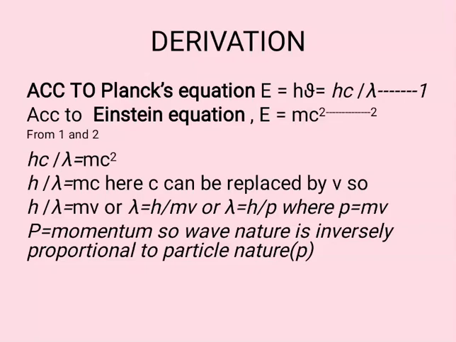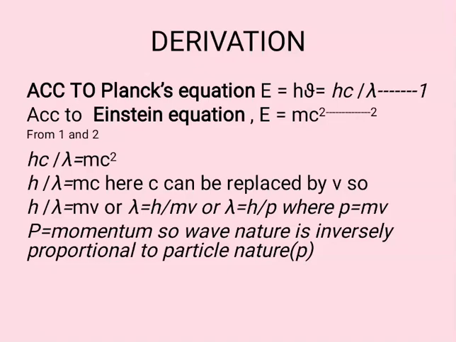So let us talk about the first equation, that is Planck's equation. According to Planck's equation, E is equal to h nu, and we know that nu is equal to c upon lambda. So E becomes equal to hc upon lambda. But according to Einstein's equation, E is equal to mc square. So from the first and second equation, we can conclude that hc upon lambda is equal to mc square.